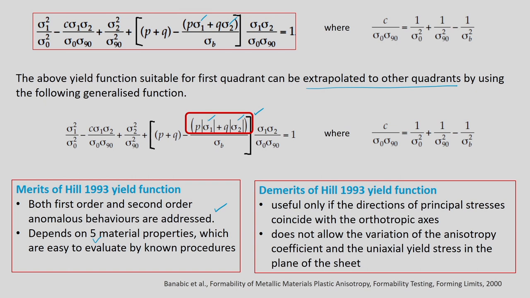What are the demerits? Useful only if the directions of principal stresses coincide with the orthotropic axis. That is why you have only sigma 1, sigma 2, okay, right? It is also said that it does not allow variation of anisotropic coefficient and uniaxial yield stress in the plane of the sheet. That is another demerit, but we have to accept it and go ahead because it is satisfying the first two problems faced by 1948.